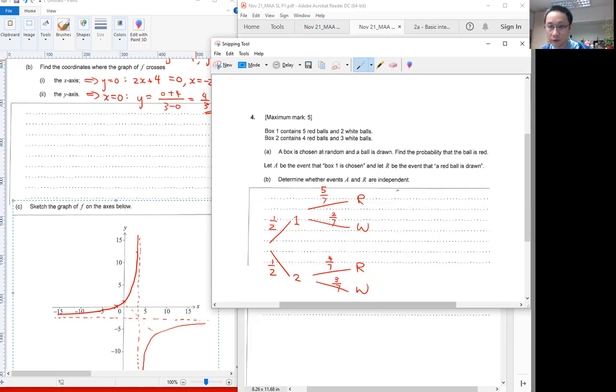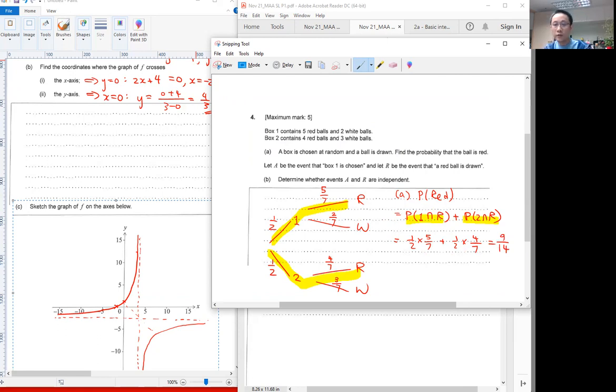So P(red) would equal P(box 1 and red) plus P(box 2 and red) over the 2 paths. So these are the 2 paths that I just accounted for. So the probability for each path would be half times 5 over 7 plus half times 4 over 7, and that amounts to 9 over 14.